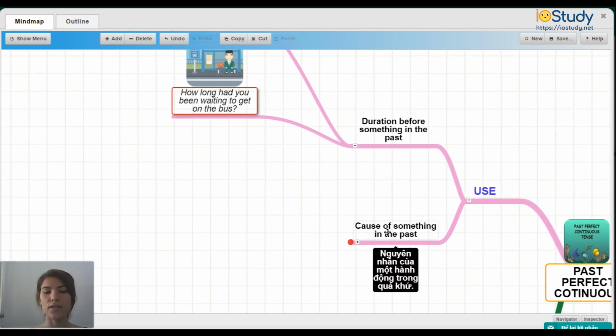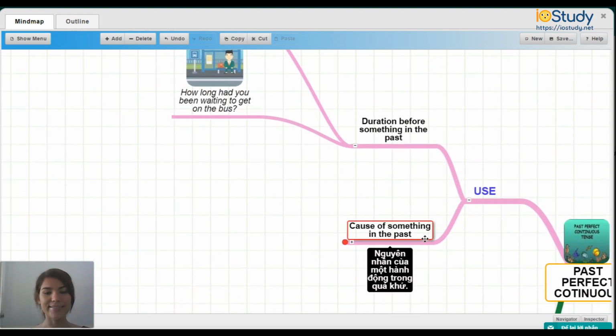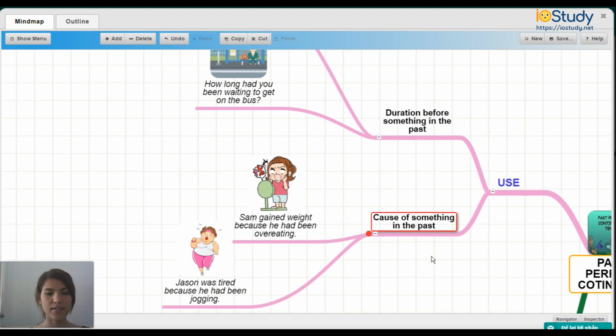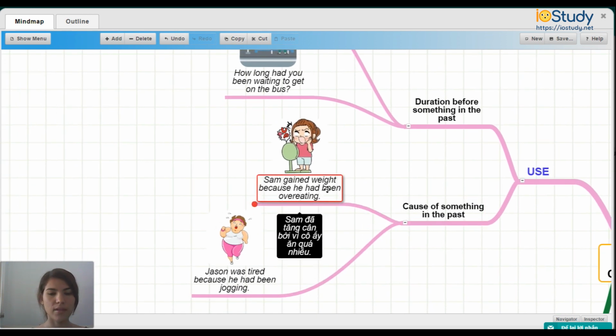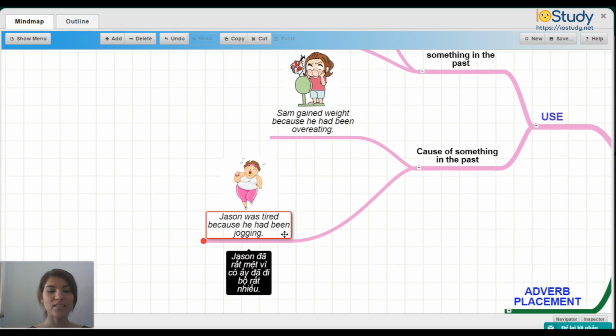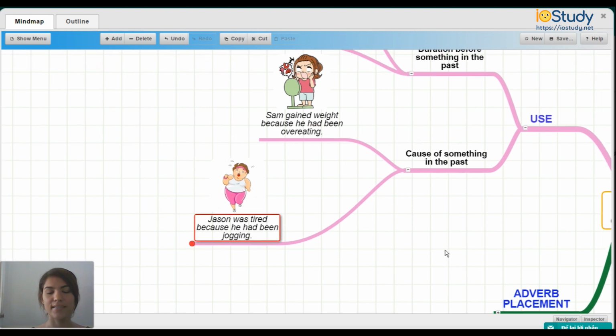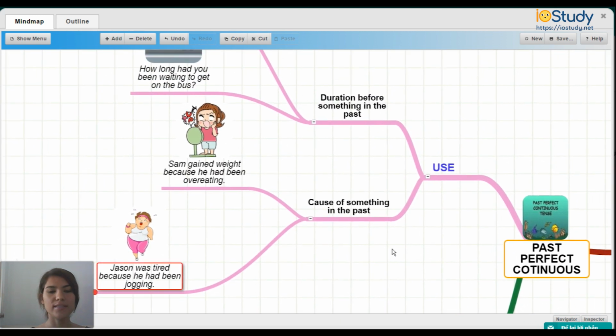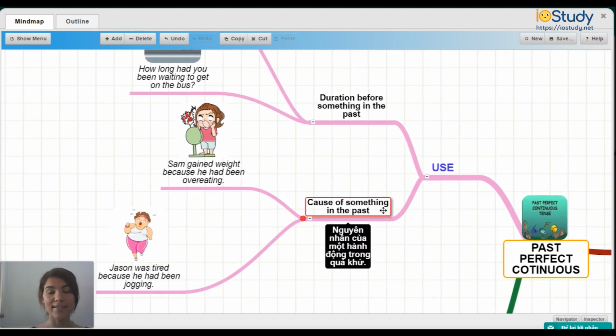Okay, now let's go to a cause of something in the past. For example, Sam gained weight because he had been overeating. And Jason was tired because he had been jogging. So both of these are a cause of something in the past.